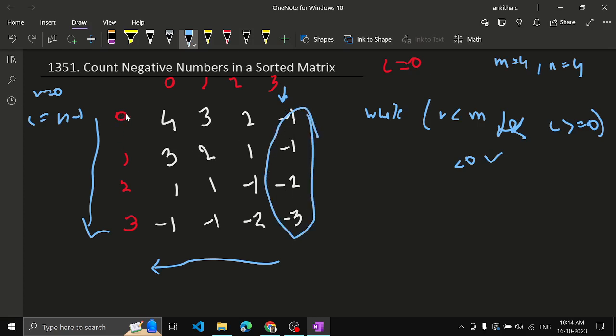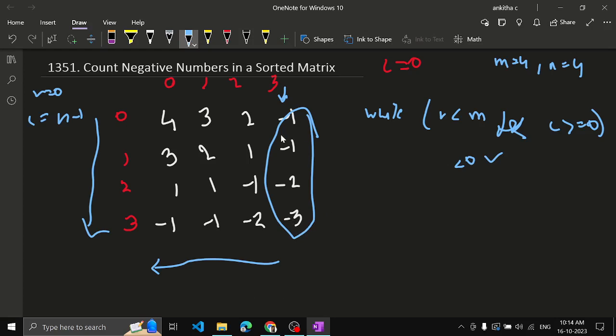Why? Because they have told us the elements in the matrix are in non-increasing order with respect to both row and column-wise. Row-wise, if you move down, and here itself it is negative, the further elements in the next rows of the same column will be negative only, smaller and smaller, because it's in decreasing order. Similarly, column-wise it's also in decreasing order. So once you find a negative element in a particular column, all the rows below it will be in decreasing order and will always be negative.